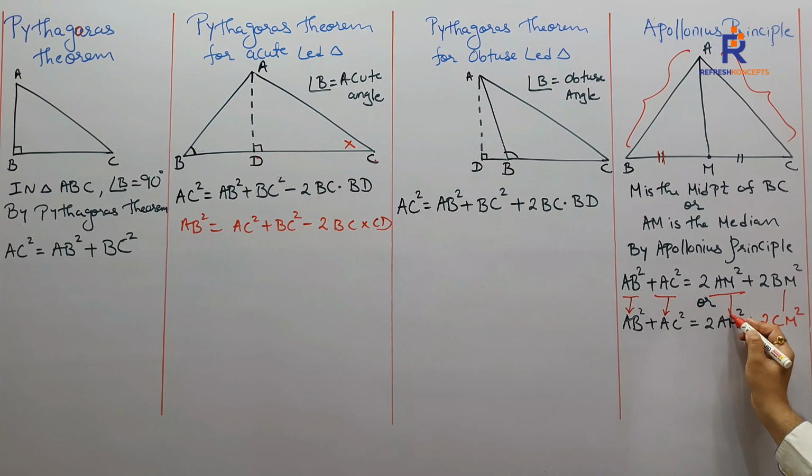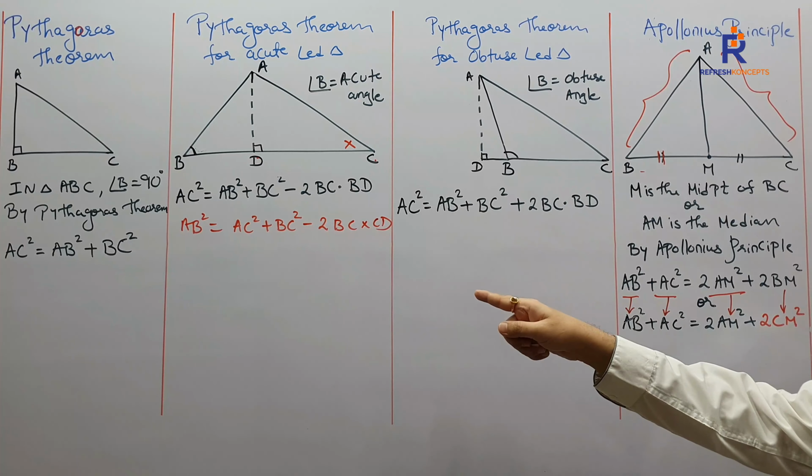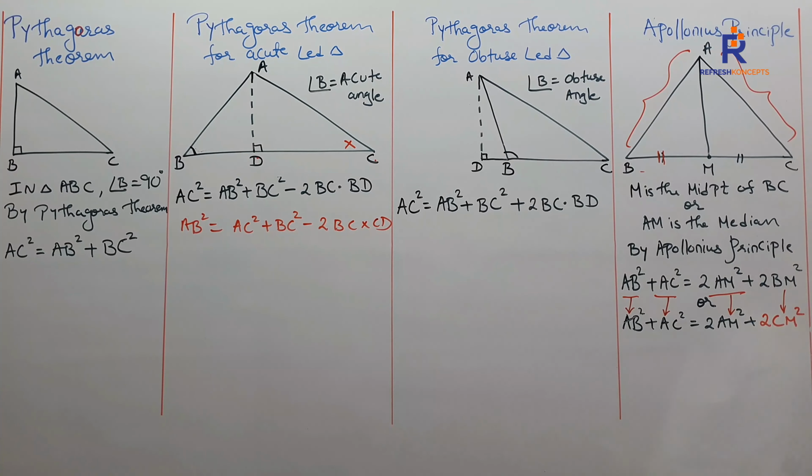Sir, what makes you say that? Because BM is equal to CM. Why? M is a midpoint. So what is Apollonius principle? In triangle ABC, if M is a midpoint of BC or AM is a median, AB square plus AC square is twice AM square plus twice either BM square or twice CM square. Right people? Four major theorems: Pythagoras for acute, for obtuse, and Apollonius principle. Kindly go through them. Be very well versed with them before going for any kind of proof or numerical sums.